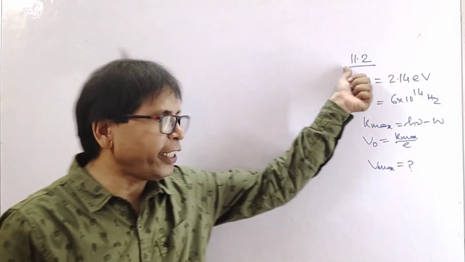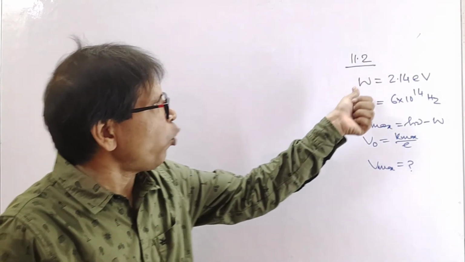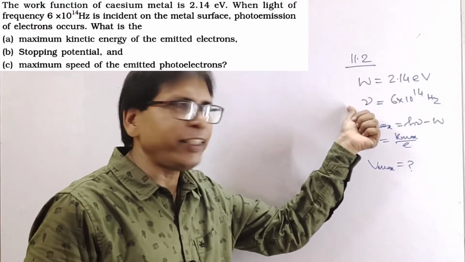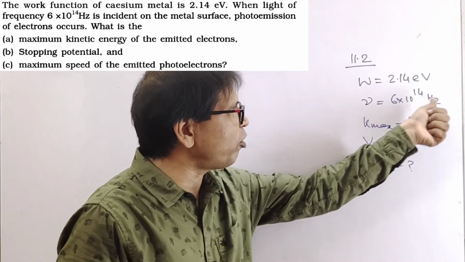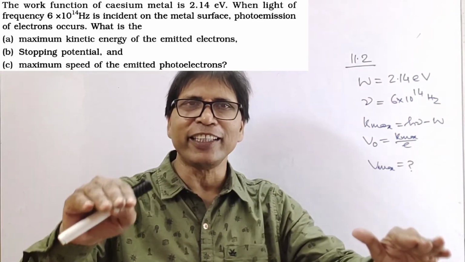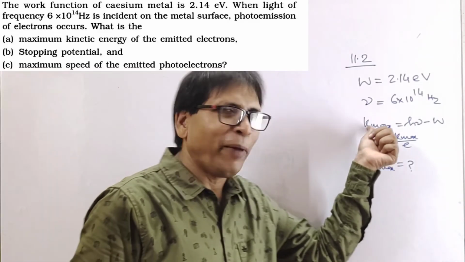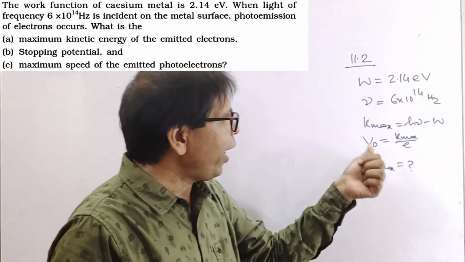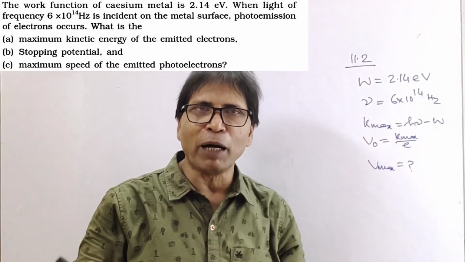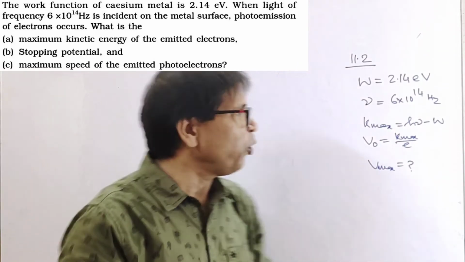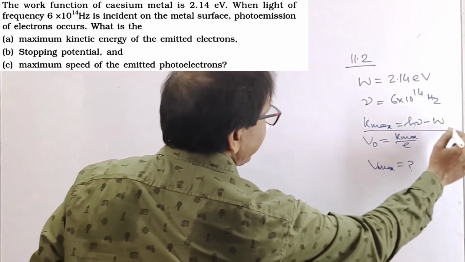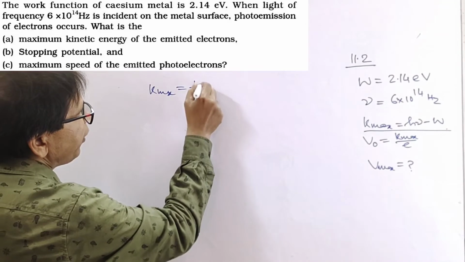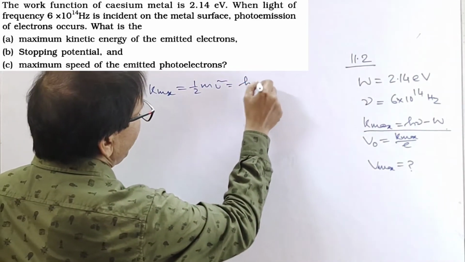Look at this, NCERT 11.2. The work function of cesium is 2.14 electron volt. If a radiation of frequency 6 into 10 to the power 14 Hz is incident on the cesium, we have to calculate the maximum kinetic energy of the photoelectron, that is h nu minus w, the stopping potential and the maximum speed of photoelectron. Now the maximum kinetic energy of photoelectron, K max, that is half mv square, is equal to h nu minus w.